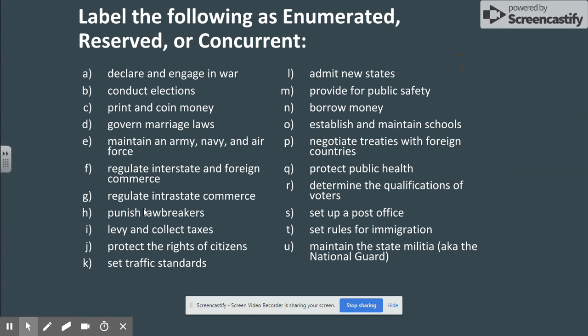The next one, punish lawbreakers, that's concurrent. Both of them can do it. Both can collect taxes, letter I, that's also concurrent. Both of them can protect the rights of citizens. You got to stand up and protect people. That is concurrent as well.